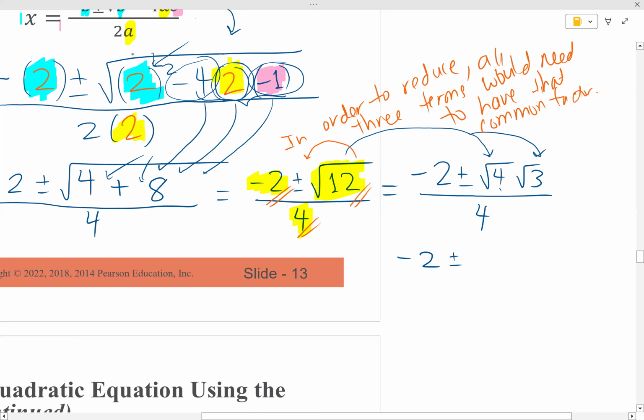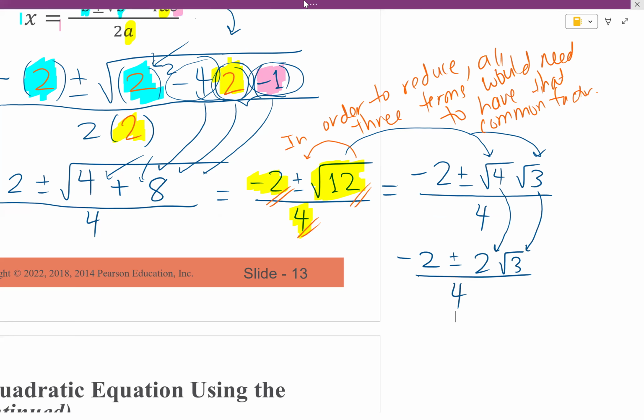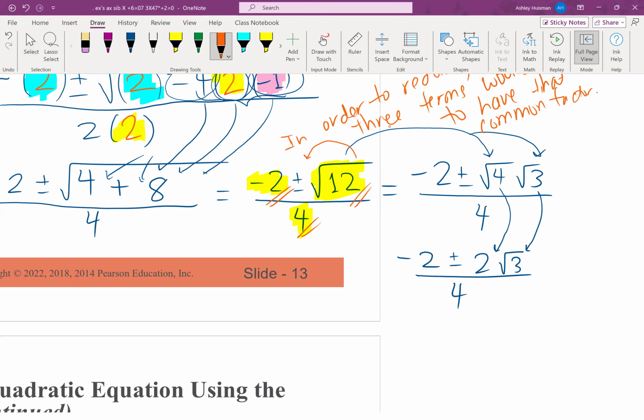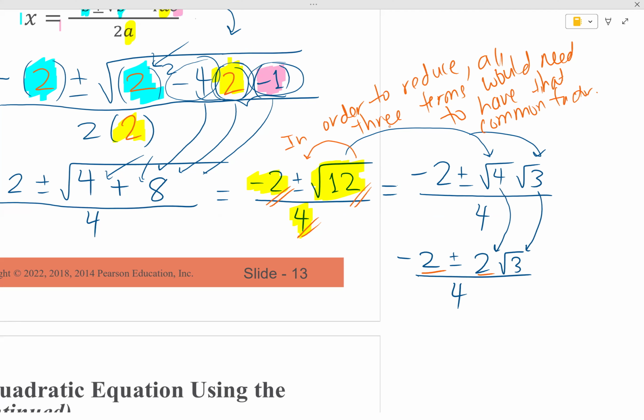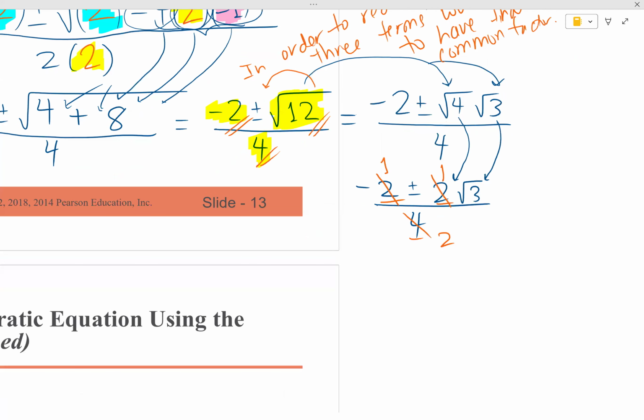Because they'd all 3 have to have something involving the reducing factor. And I think it's going to work because this square root of 4 is going to be a 2. Then I have square root of 3. The denominator is 4. Okay, now it's going to work. They all have to reduce together. What goes into all 3 of these numbers? 2, 2, and 4. Well, 2 goes into all of them. This will become a -1. This 2 will become a 1, and this 4 will become a 2. And I think that's pretty much it.